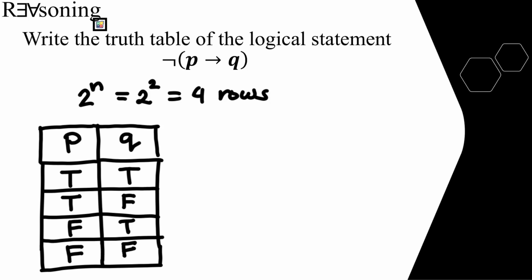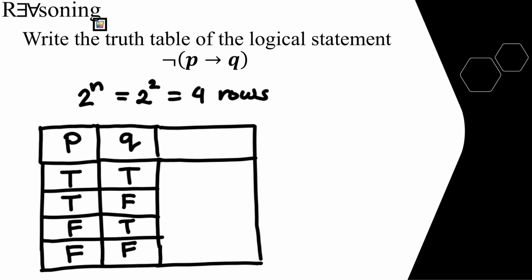Now, look into our logical statement. As mentioned, the conditional logical operator is inside the grouping symbol. Hence, we will be starting with that here. We will be adding the column for the conditional statement if P, then Q.